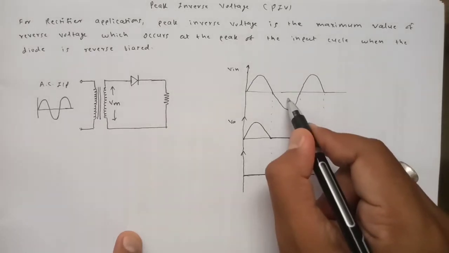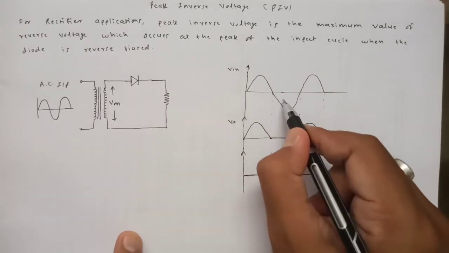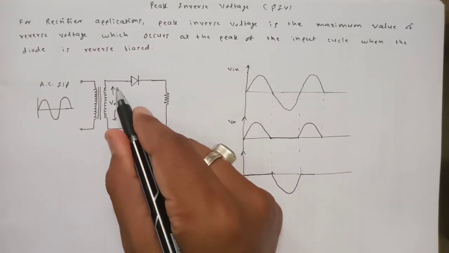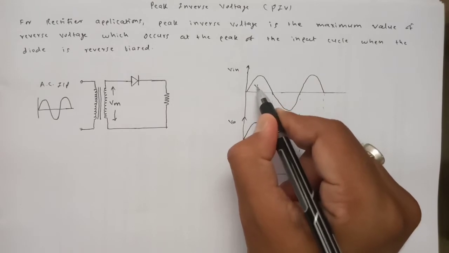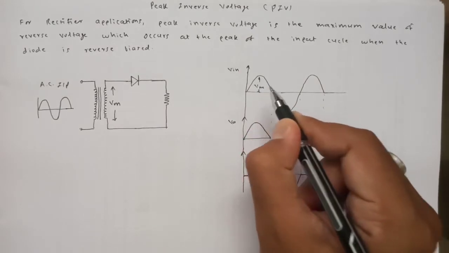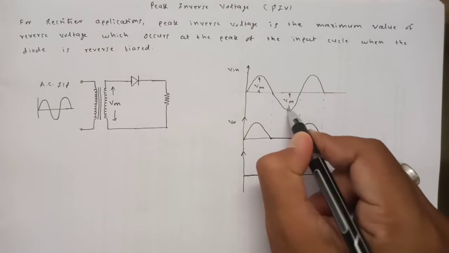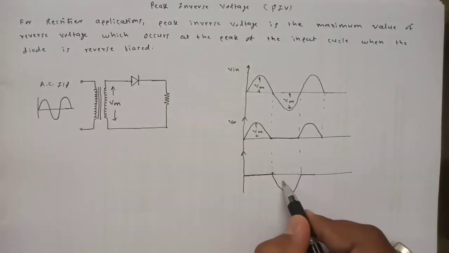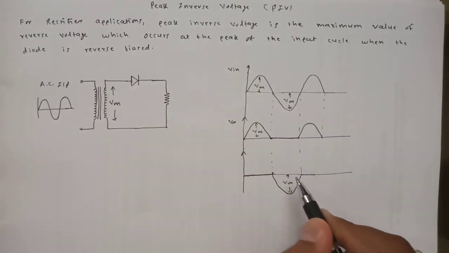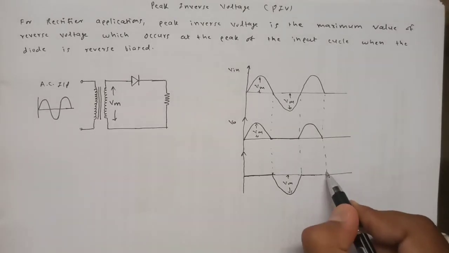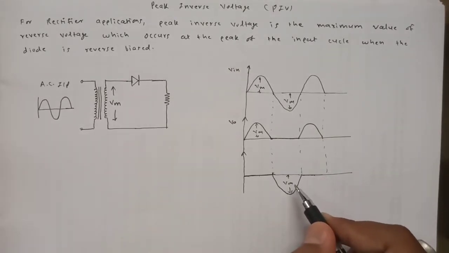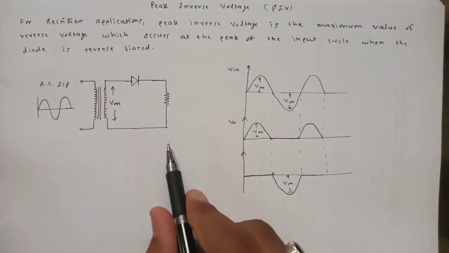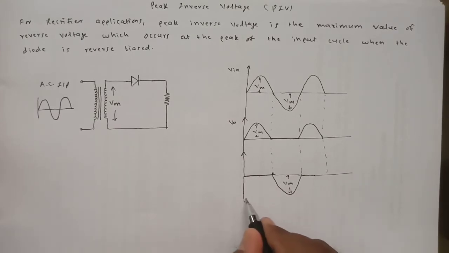So if this voltage has value Vm, as we considered previously, during positive half cycle the diode voltage is 0, and during negative half cycle it is Vm. So it means that during negative half cycle the voltage which is getting applied across the diode is Vm, but in the reverse direction. So that's why it can be called like this.